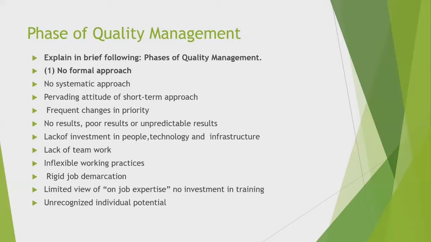The question is asked: explain in brief the following phases of quality management. First, no formal approach, no systematic approach, pervading attitude of short-term approach, frequent changes in priority, no results, poor results or unpredictable results, lack of investment in people, technology and infrastructure, lack of teamwork, inflexible working practices, rigid job demarcation, limited view on job expertise, no investment in training, unrecognized individual potential.